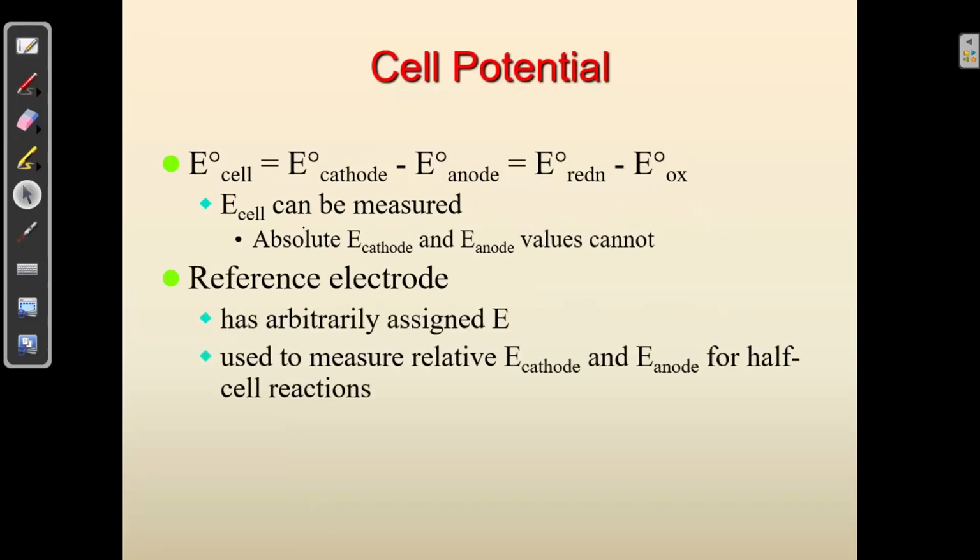Now see, E cell can be measured, but absolute E cathode and absolute E anode cannot be calculated. Suppose somebody asks what is the value of E oxidation? We cannot calculate it directly. They are absolute values. We cannot calculate them. We can only find the difference between two cell potentials. The potentiometer or galvanometer, which we use to find the difference in two potentials, only gives us the difference.